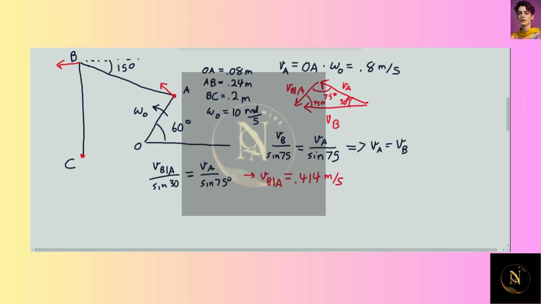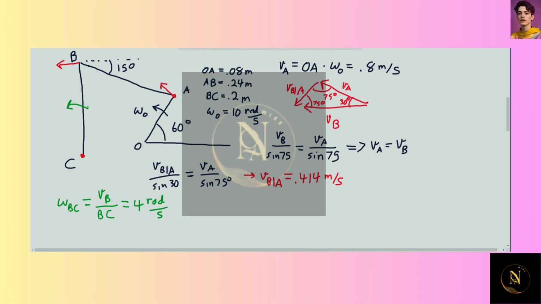We can then use this to find the omegas we need to find. So first, we'll find omega BC. That's the omega of this rod on the left here. So omega BC would equal the velocity of point B divided by the length of that rod, BC. The velocity of B is 0.8 meters per second, and the length of BC is 0.2 meters. So this gives us then 4 radians per second.